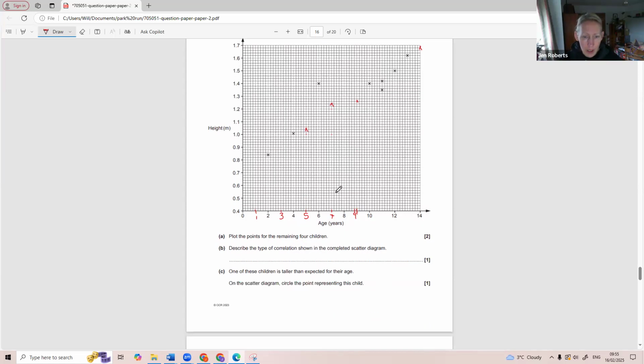Describe the type of correlation. Well, as the age of the children is increasing, so is the height. So we say positive. One of these children is taller than expected for their age on the scatter diagram. Circle it. Can you see this anomaly here? It's this child.